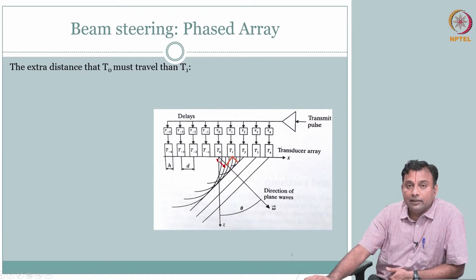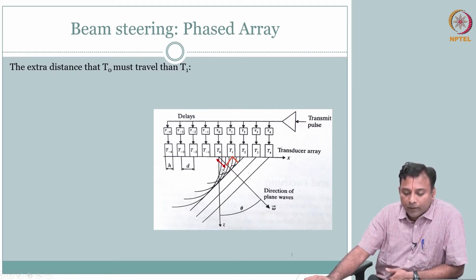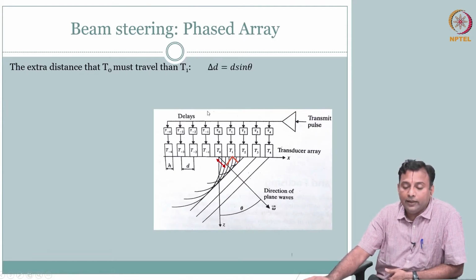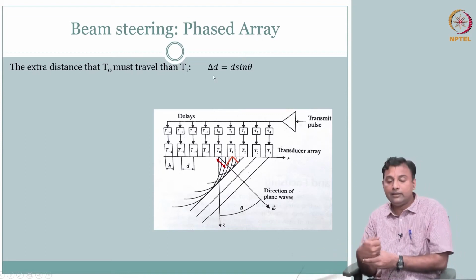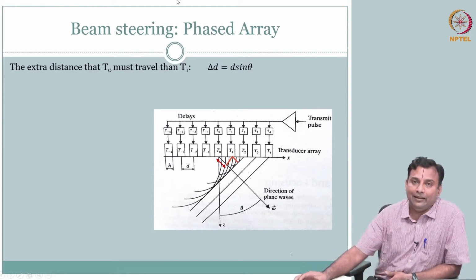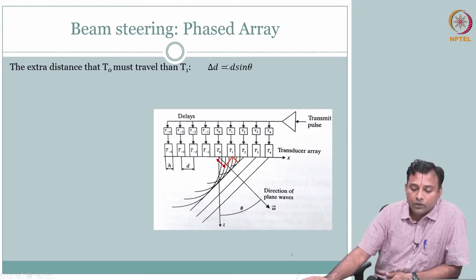This is the extra length this wave has to travel from T0. That is going to be what? Oh, you have your theta here, right? So you can quickly, and then you know the center to center distance, which is your d. So I know my d, I know my theta, so I can relate d. All I need to do is this extra length. What is that, right? That extra length delta d is d sine theta. Okay, so d sine theta.